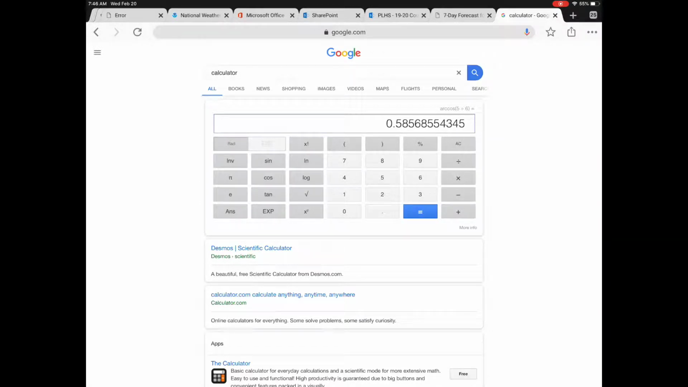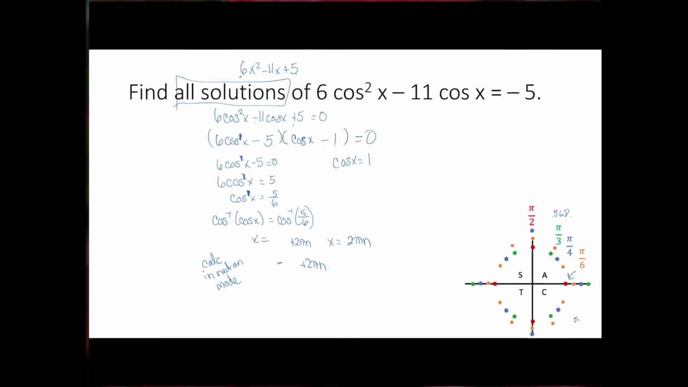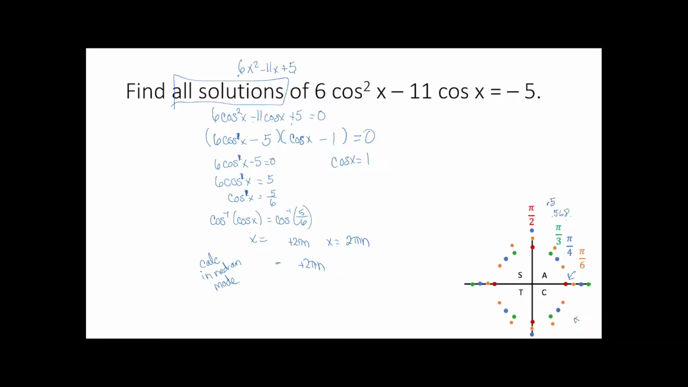So 0.586 is our solution, or our answer. And it would also be in the fourth quadrant, so a negative 0.586. Or you could take 2 pi minus that 0.586, and work it out from there. And there's your assignment.